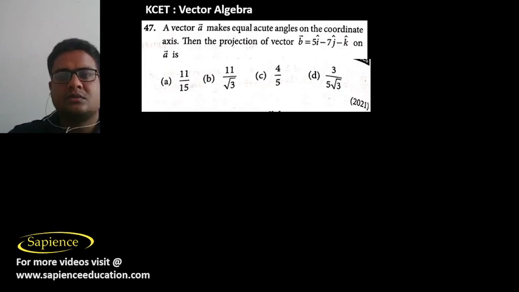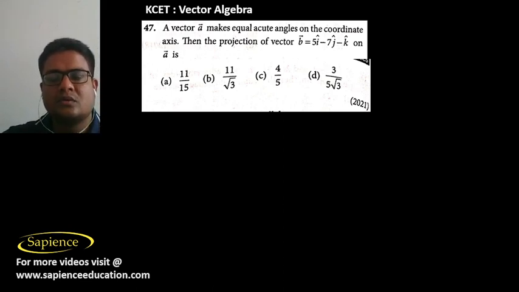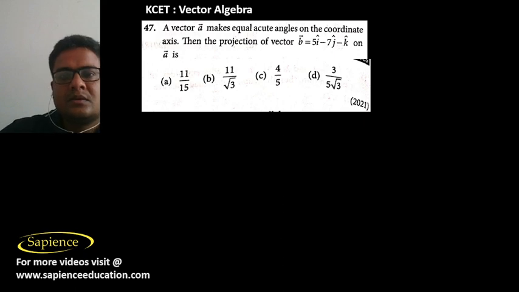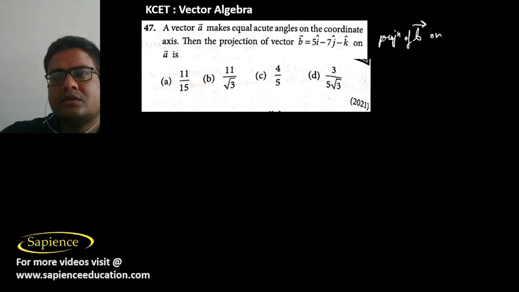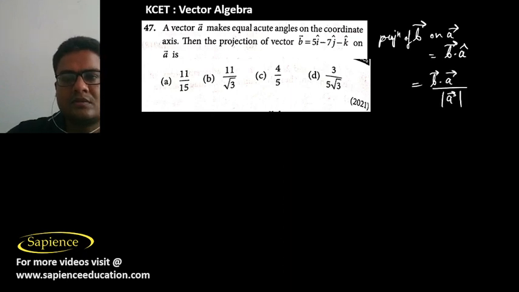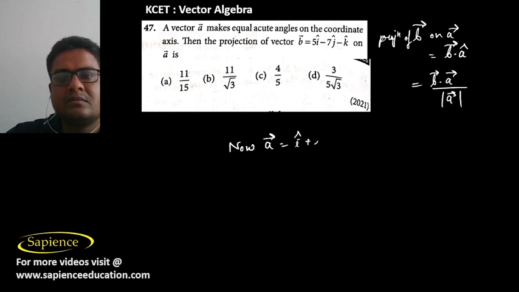And in question number 47, it is told a vector A makes equal acute angles with the coordinate axes. Then the projection of vector B on the vector A is given as B vector dot A cap, that is equal to B vector dot A vector by magnitude of A vector. Now vector A makes equal angles with the coordinate axes. It means that A vector I can take as I cap plus J cap plus K cap.